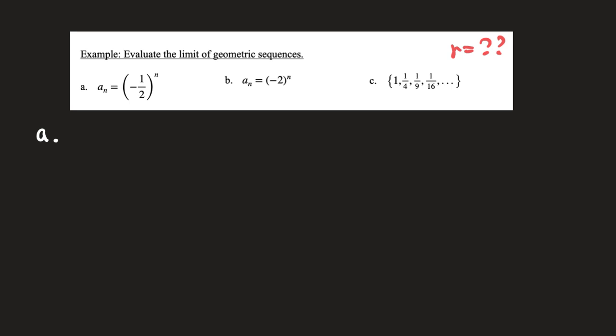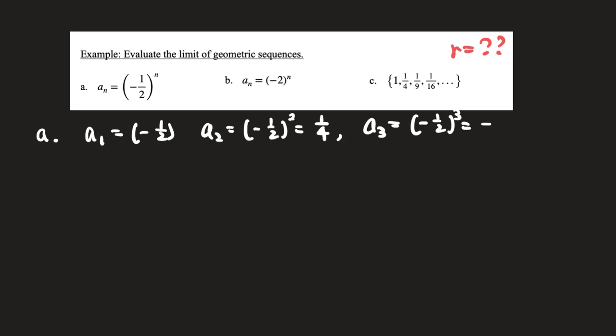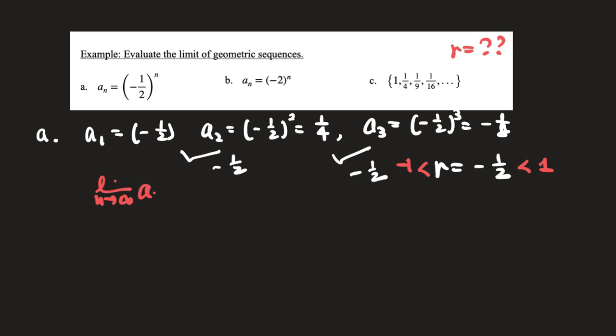So how do you figure out the ratio? You write down a couple of terms. First term, when you plug in 1, negative 1 over 2. Second term, negative 1 over 2 squared, 1 over 4. Third term is negative 1 over 2 cubed, negative 1 over 8. So what happened? Negative 1 over 2 each time. The common ratio is negative 1 over 2. This is between 1 and negative 1, so this limit is going to be 0. That's how easily you figure out the limit of a geometric sequence.